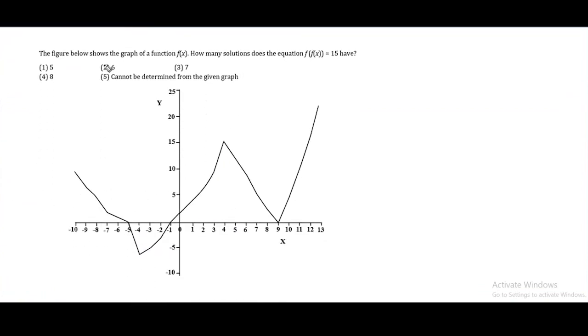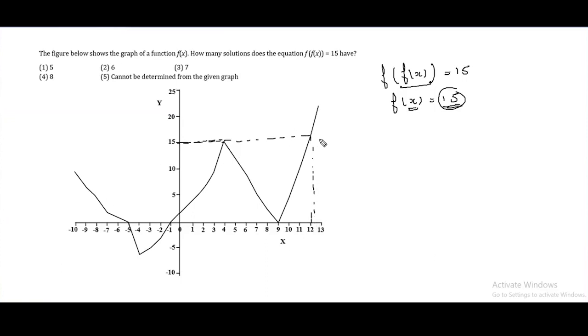Now this is again a good question. The figure below shows the graph of a function. How many solutions does f of x equal to 15 have? So let's assume this as x. So first try to find for which value of this function this is equal to 15. As I can see, it is 15 at 4 and it is 15 at one more value, which is 12. So only at two places it is 15.